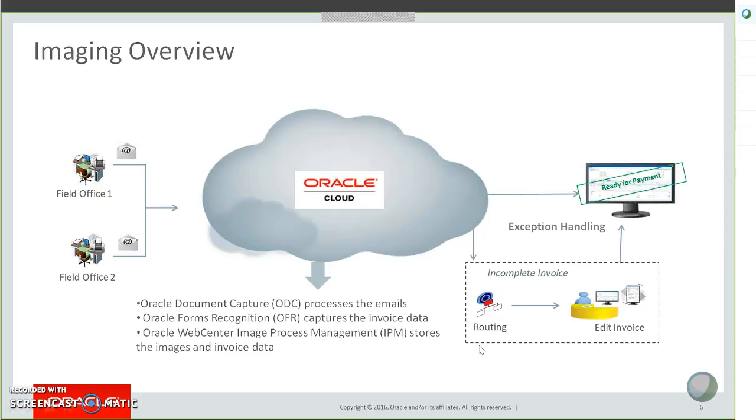Now for some of the exceptions, the invoice will be routed as an incomplete invoice. Some of the reasons for the exception may be missing data or maybe poor invoice image quality. So it will have an incomplete invoice status, and those invoices will be routed to a specific user for completion based on the user-defined rule. So, any questions on here? Okay, then let's go into the application.